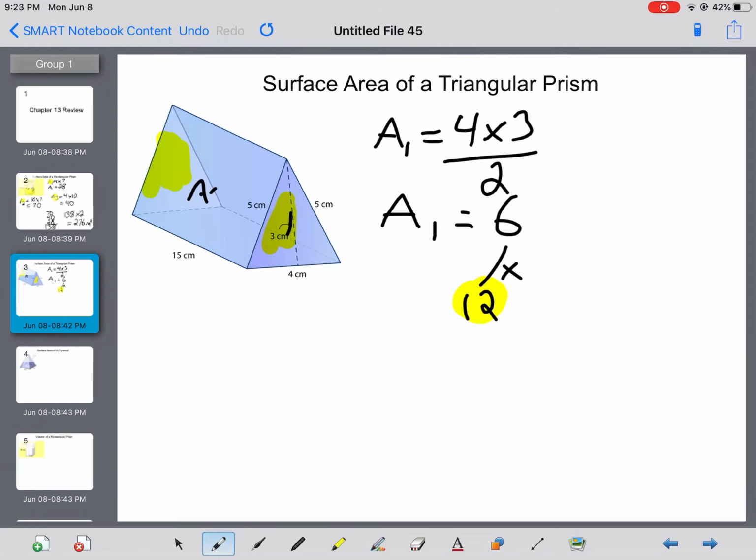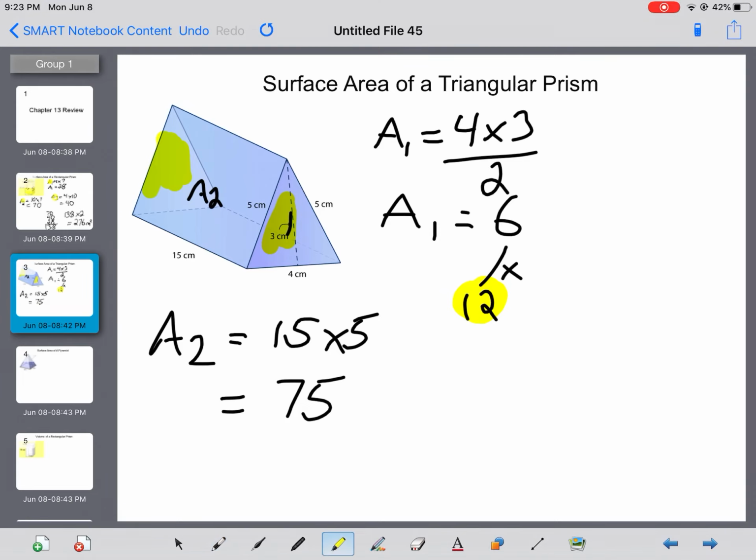Then I'm going to do area 2, which is this big rectangle on the side. So I'm going to do 15 times 5, and 15 times 5 is 75. Now again, there should be 2 of those, because I have a side here, 15 by 5, and on the other side, 15 by 5. So I'm also going to multiply this one by 2, and I'm going to get 150.